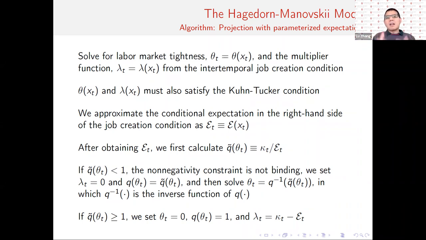So x_t, log labor productivity, is the only state variable, and we need to solve for labor market tightness as a function of log labor productivity. And we also need to solve for the Lagrangian multiplier function, okay? And both have to satisfy the Kuhn-Tucker condition. And as noted, we're gonna parameterize the conditional expectation function because that's a smooth function that's gonna go more easily in a projection code.